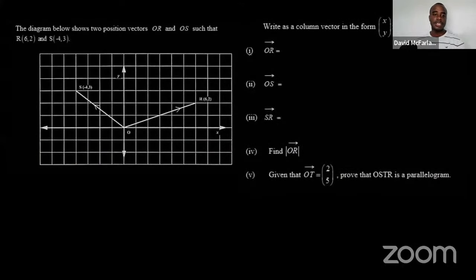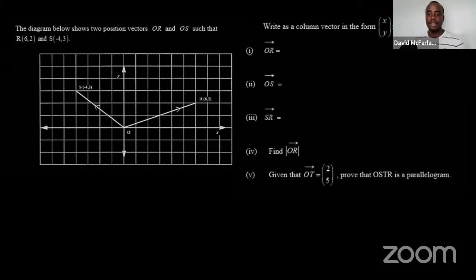Let's jump into our first CSEC question. It says that the diagram below shows two position vectors OR and OS, such that R is the point (6, 2) and S is the point (-4, 3). Write as a column vector in the form (x, y): vector OR, vector OS, and vector SR. Find the magnitude of OR, and given that OT is (2, 5), prove that OSTR is a parallelogram.